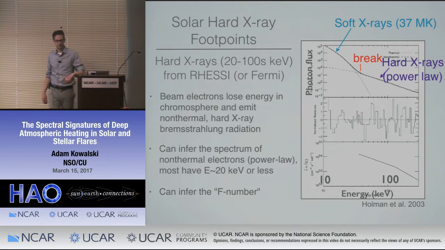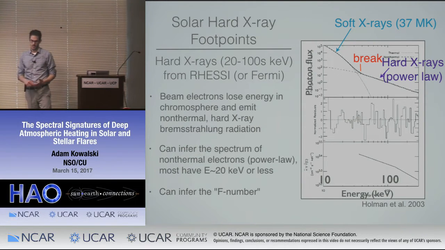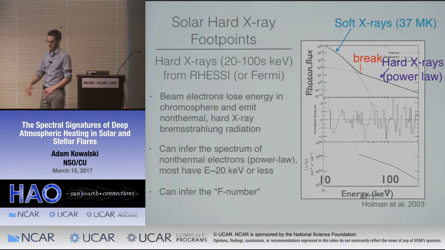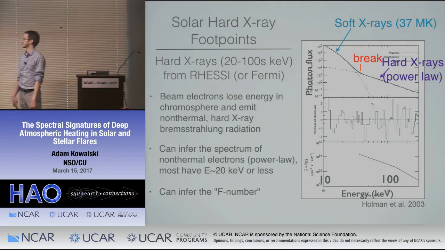So the observational signature of these accelerated particles in flares is traditionally the hard X-ray emission you see. And the hard X-ray emission can come from the top of the flare loop, but the brightest hard X-ray emission comes from the footpoints, where the magnetic field lines go into the lower atmosphere.